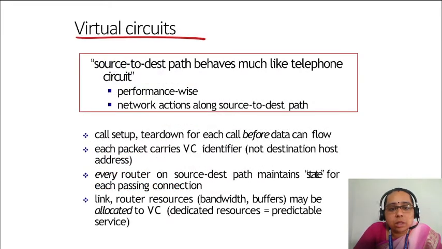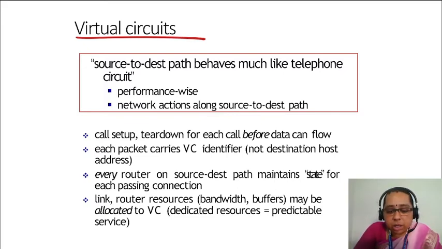Virtual circuits: the source to destination path behaves much like a telephone circuit, which we can categorize performance-wise. So whenever we send a packet from source to destination, we should be aware of which path we are going to select. So based on the performance, it will be evaluated.